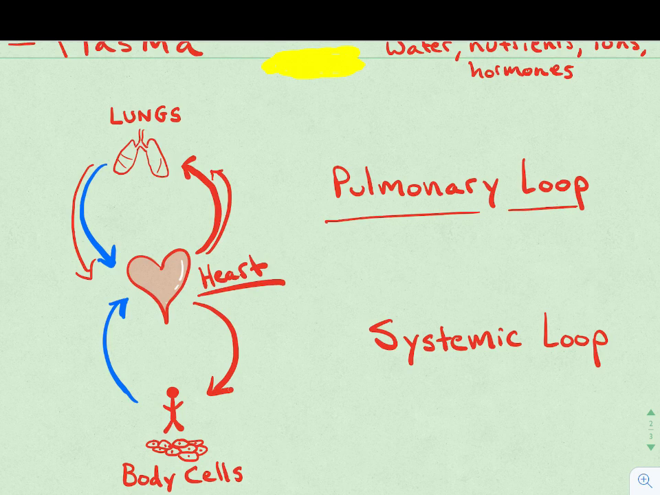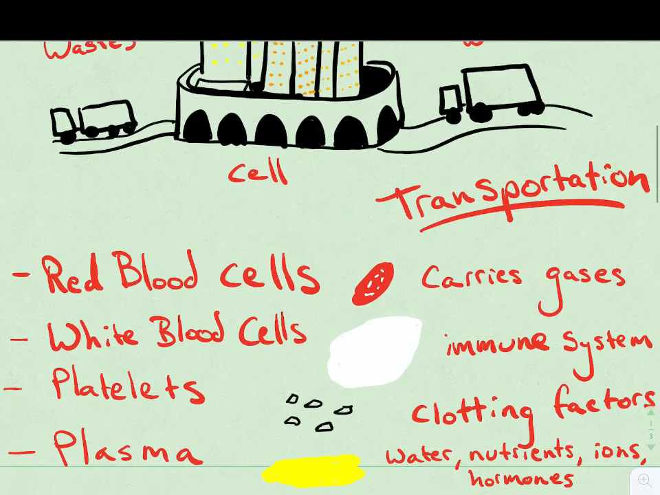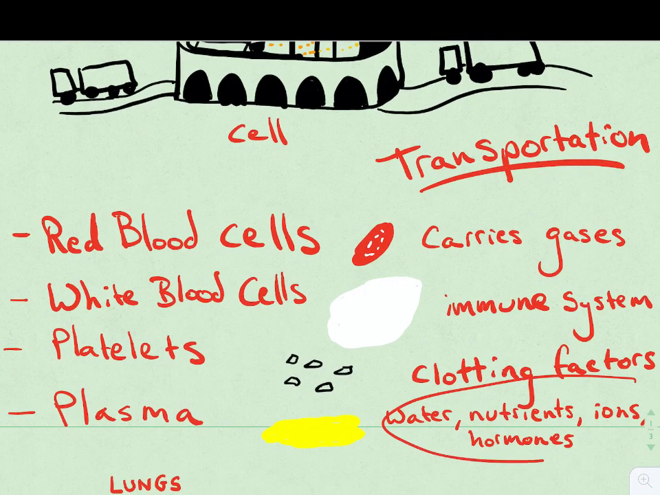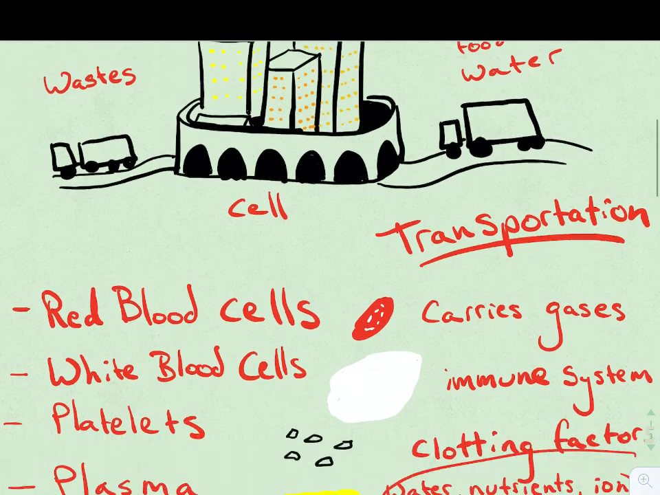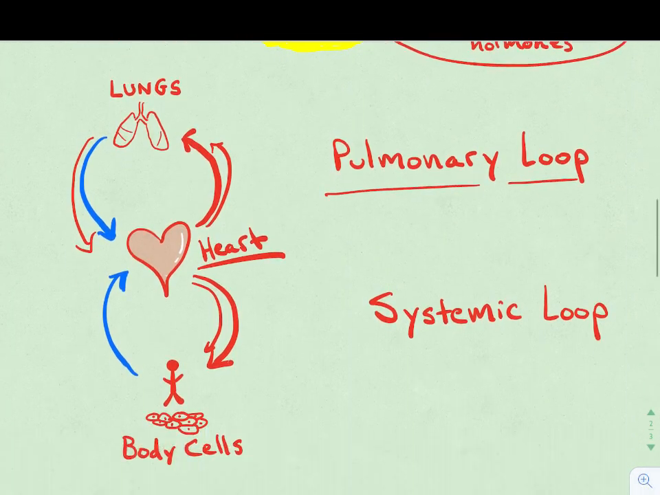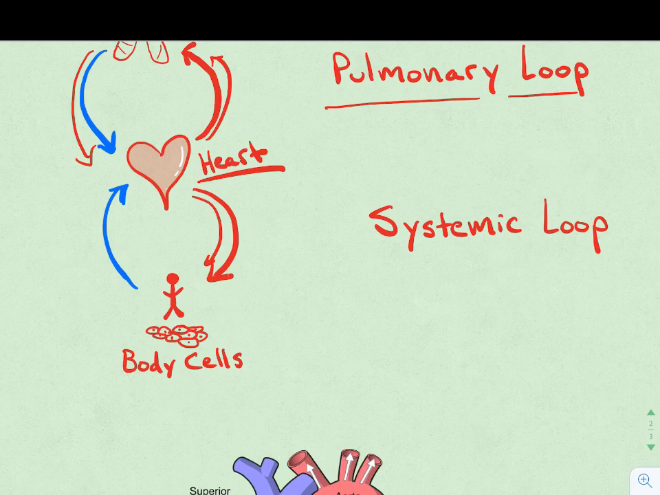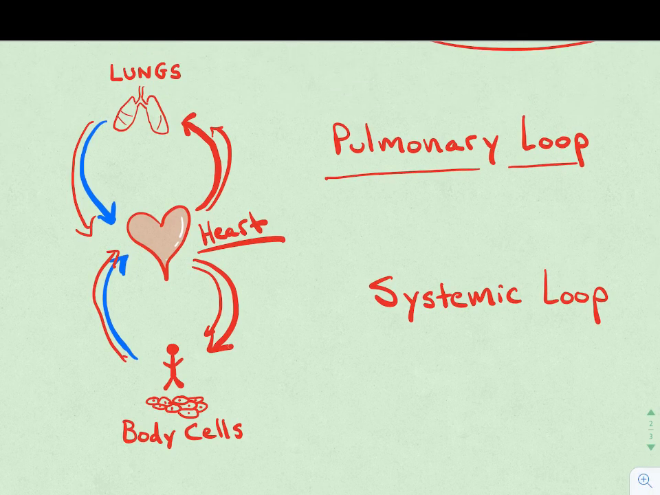And then from our heart we go through the second loop, where the heart pumps again, and all of that oxygenated blood goes to our body cells, where it delivers all of these important things here to our cells. And it picks up our waste and brings it back to the heart, which brings it to the lungs, and then leaves the body through the respiratory system, which is in our next video.